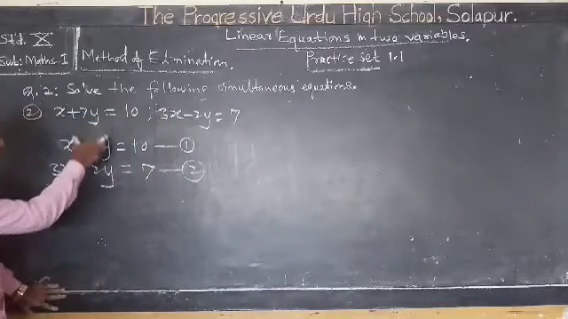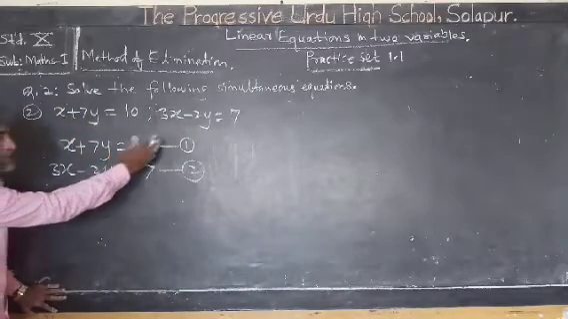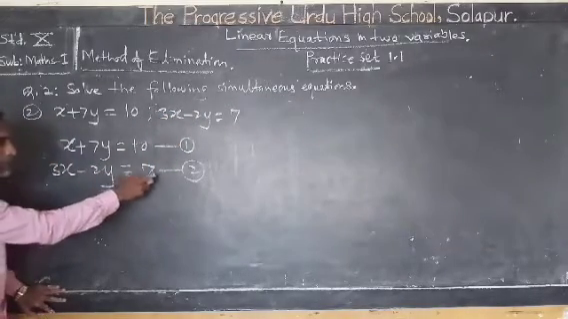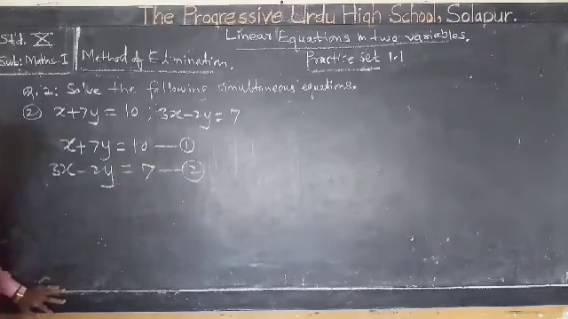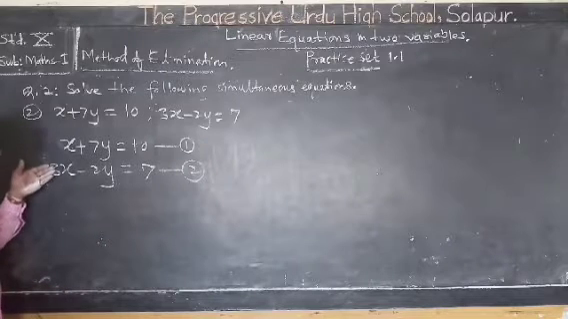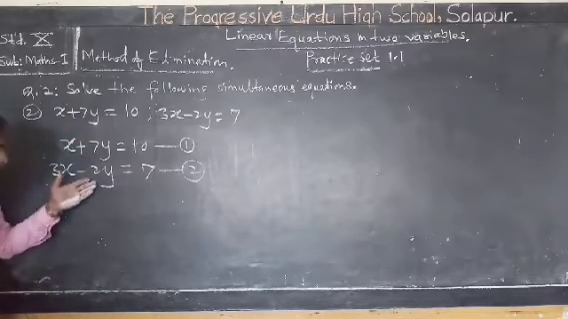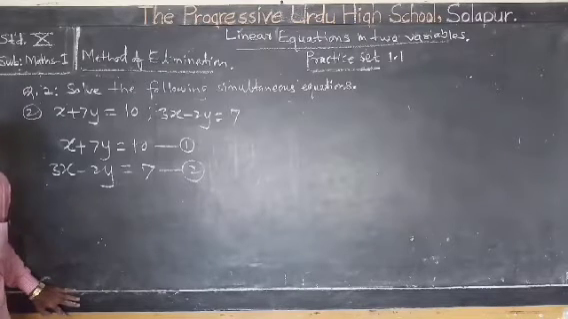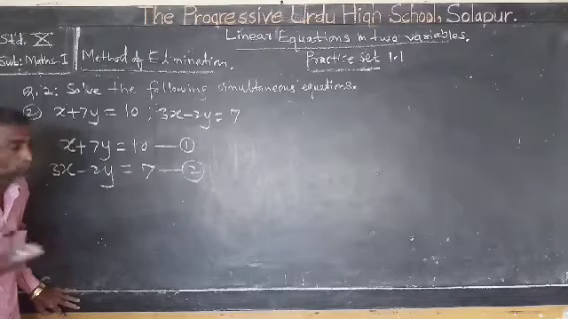So, first write x plus 7y is equal to 10. This is the first one. Second equation, 3x minus 2y is equal to 7. Now, if you observe the coefficient of x and coefficient of y, they are not equal. Now, what should we do? We should make them equal by multiplying by a proper number to any one of them.